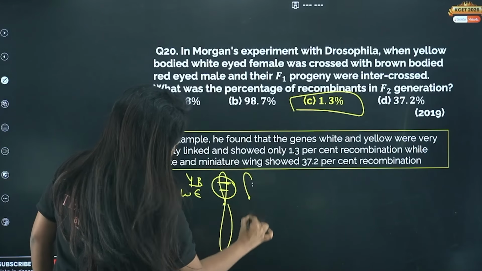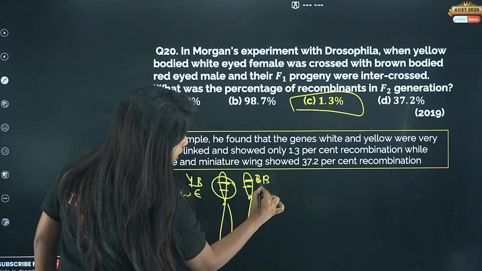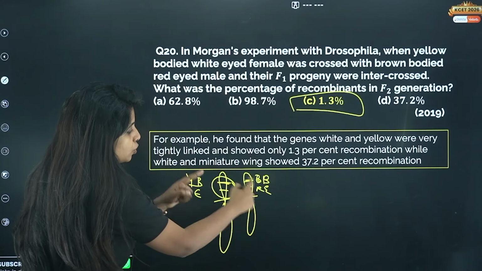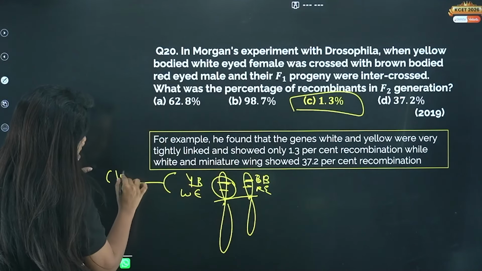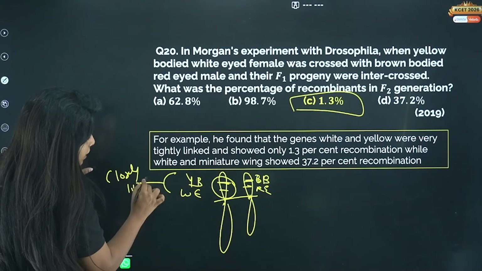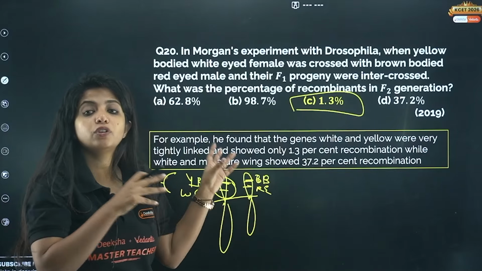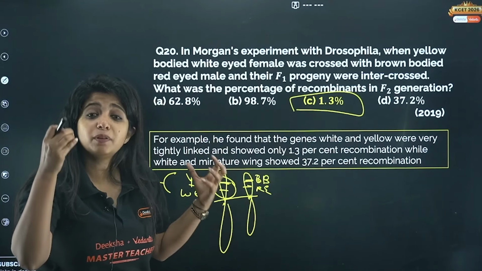And what do you have? You have brown body and red eye color. These two genes are also close. So suppose I have a swap, both of them will be swapping together. They are closely linked genes, my dear children. So even if there is a swap, both of them are going to go together, so the percentage of new combination will be very less.